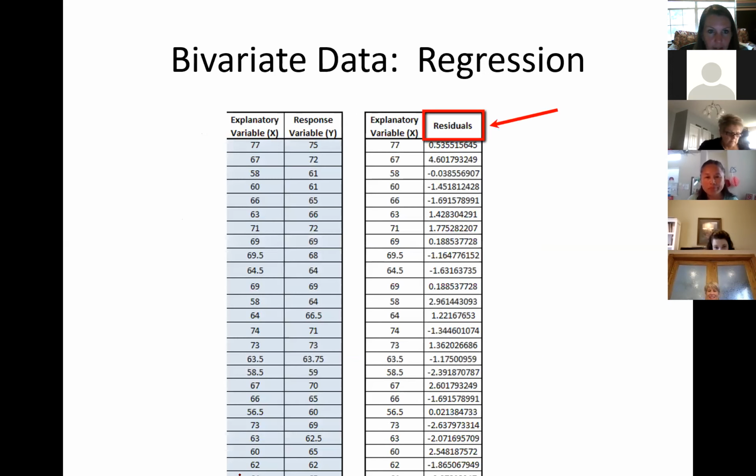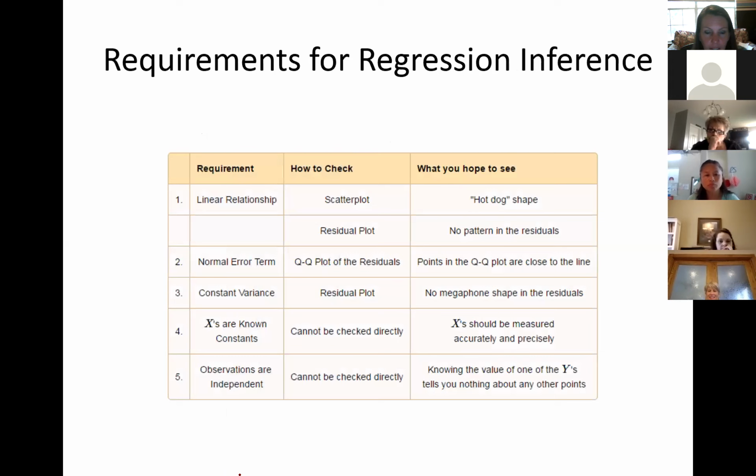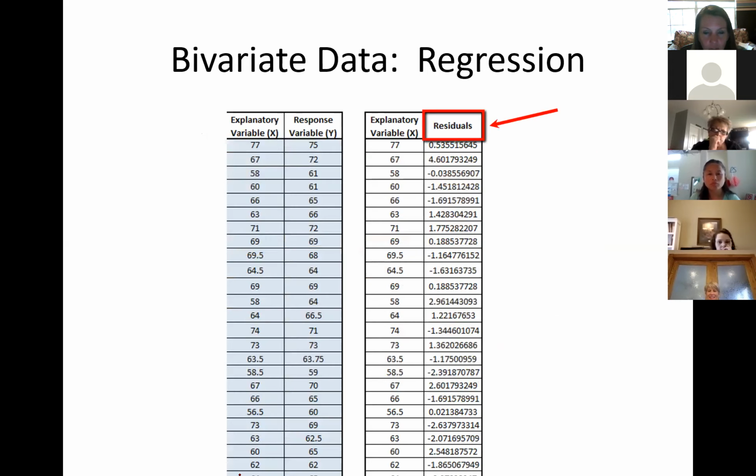So in Excel, once you enter in your data, it automatically calculates the residuals for you. So they're in a little column there. And then we can use those residuals. We usually like to look at a graph of the residuals, a couple different graphs of the residuals actually, in order to figure out whether or not we've met the requirements for regression.